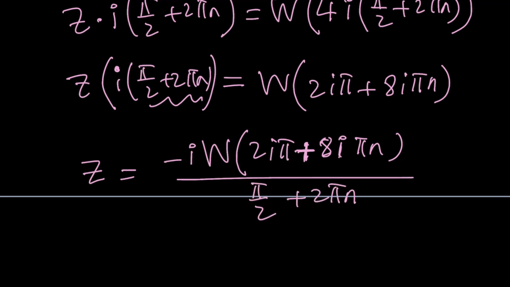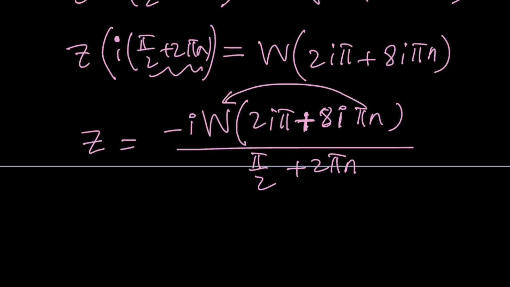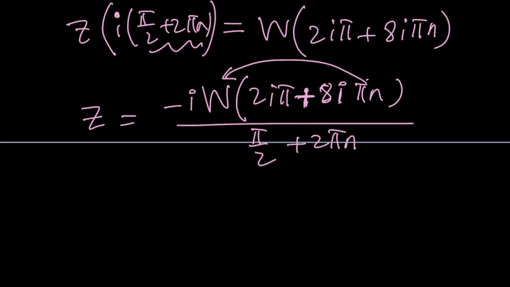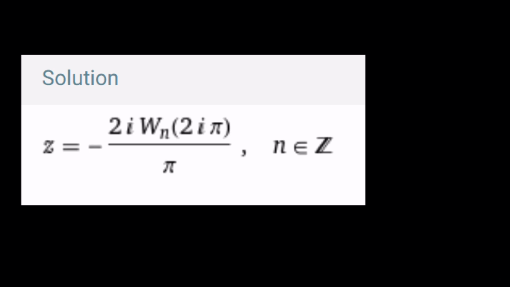At this point, you can multiply the top and the bottom by 2 to get a nicer expression, but that's no big deal. And as you can see, this is going to be an imaginary number, provided that this is going to be a nice real number. But is that going to be real? You'll see. Okay, anyways, let's go ahead and take a look at what Wolfram Alpha offers. And as you can see here, it gives us something similar, slightly different. And Wn is the analytic continuation of the Lambert's W function, and so on and so forth.